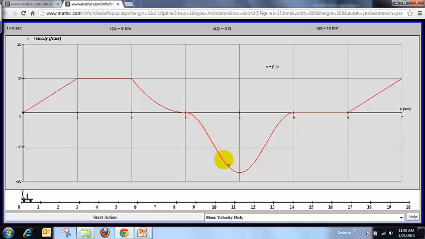Then the velocity is going to go negative, and then still negative at 5. The velocity is going to be 0 and remain that way until 6, and then the velocity is going to increase again. So let's put this little guy in action and see what that shows us motion wise.